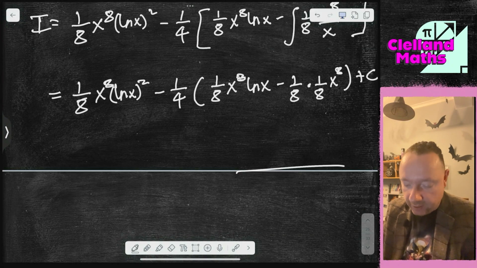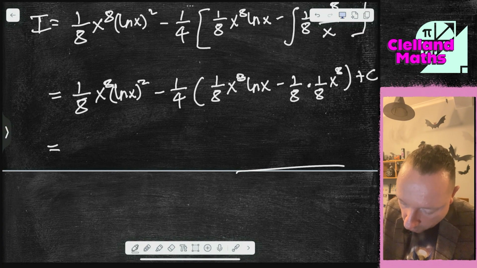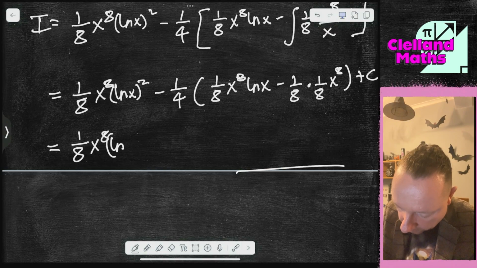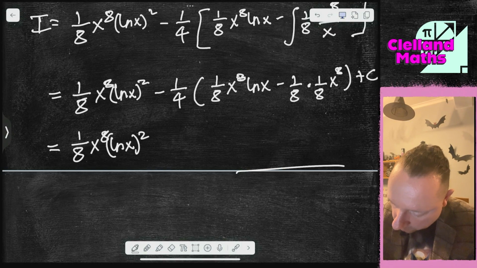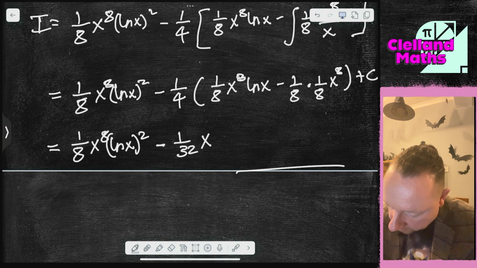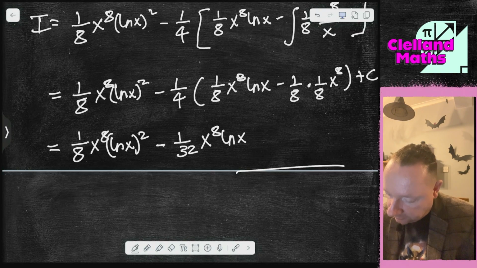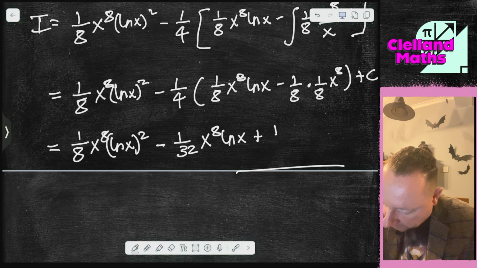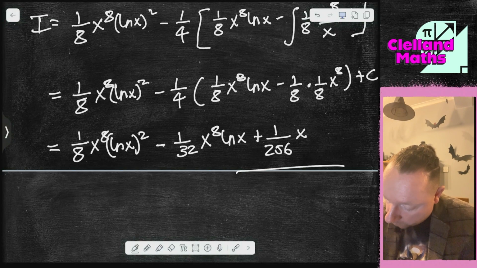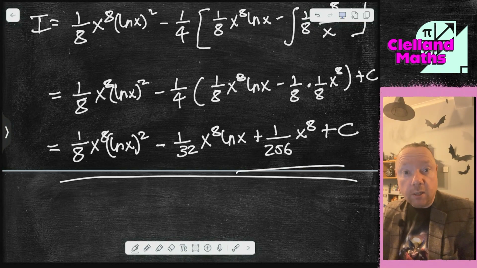So finally, we get that down to 1/8 x to the 8 log of x squared minus 1/32 x to the 8 log of x. 8 eighths is 64. 64 times 4 is 256. So plus 1/256 x to the 8 plus c. And we're done there.